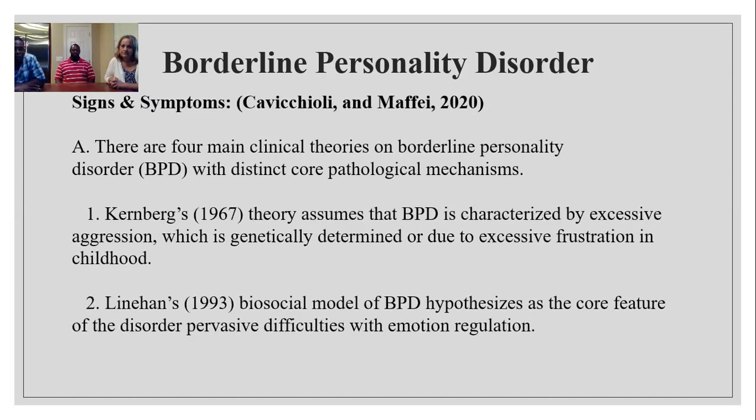Signs and symptoms. There are 4 main clinical theories in borderline personality disorder, BPD, with distinct core pathological mechanisms. 1, Kernberg's 1967 theory assumes that BPD is characterized by excessive aggression, which is genetically determined or due to excessive frustration in childhood. 2, Linehan's 1993 biosocial model of BPD hypothesizes as the core feature of the disorder pervasive difficulties with emotion regulation.